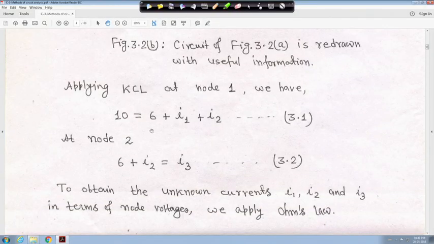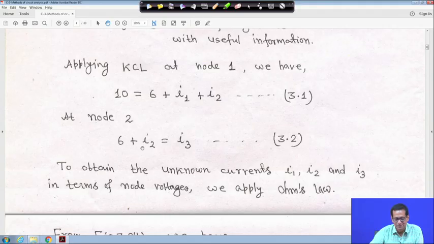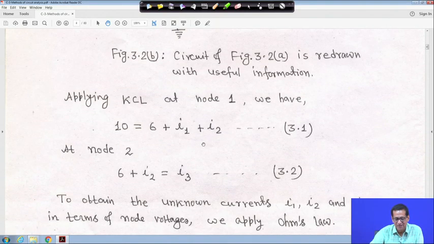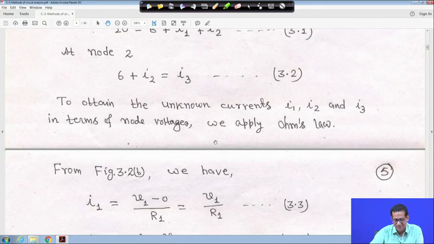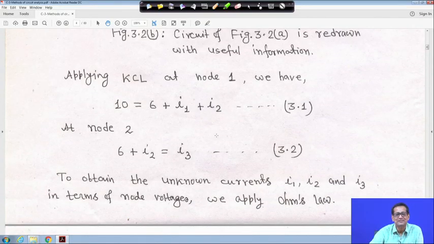So, if you write down the KCL equation I wrote initially: 10 is equal to 6 plus I₁ plus I₂. At node 2 it is 6 plus I₂ is equal to I₃. I wrote all the expressions for I₁, I₂, I₃ for you, and again I have to explain everything from the circuit.